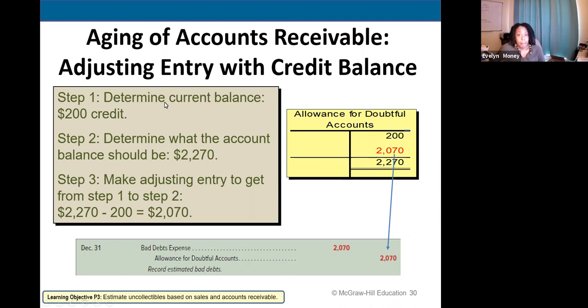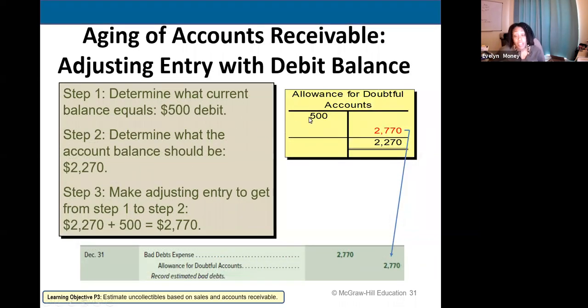Now, in the recent problem, the balance of AFDA was 200 on the credit side. What if it was on the debit side? And this is possible. It just means that I wrote off more accounts than what I estimated for. In that situation, I would need to add my desired ending balance of AFDA to my beginning debit balance, because I'm trying to figure out how I get from a $500 debit balance to a 2270 credit balance. So I need to add those two numbers, and then that is the number for my entry.